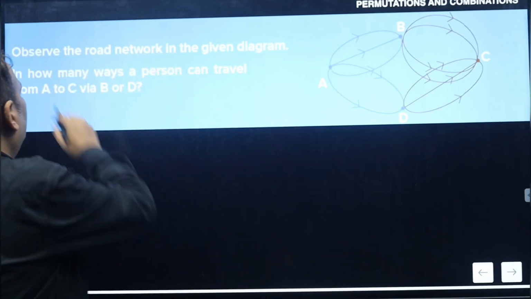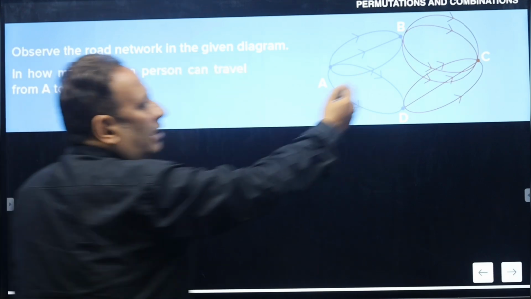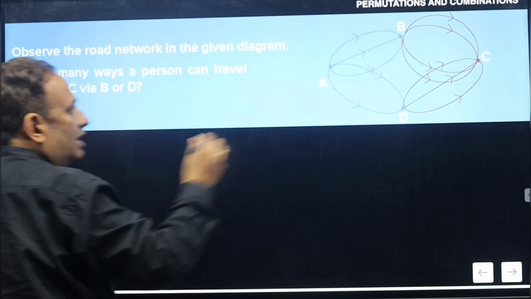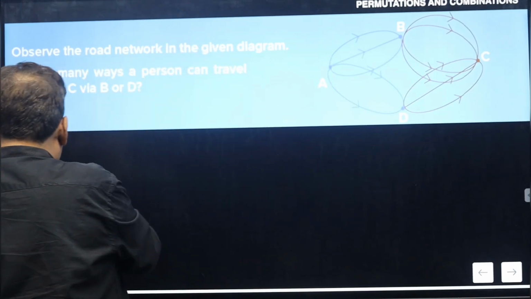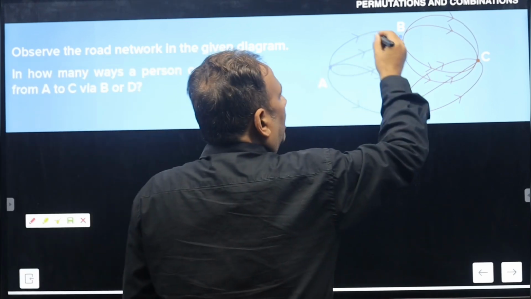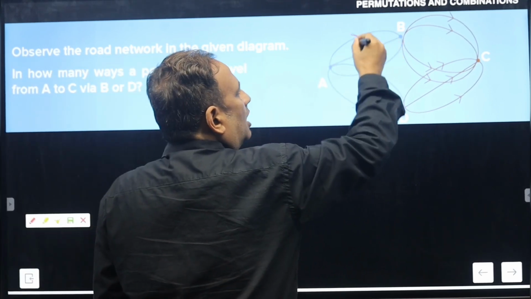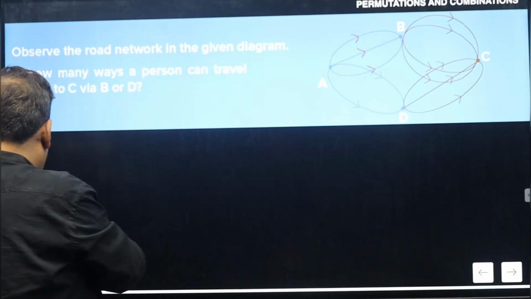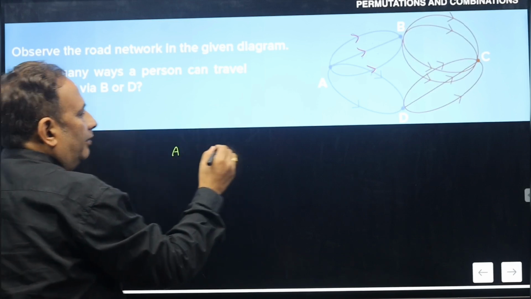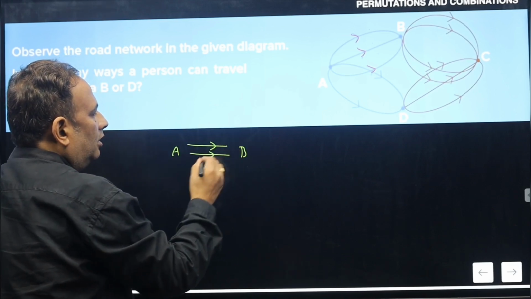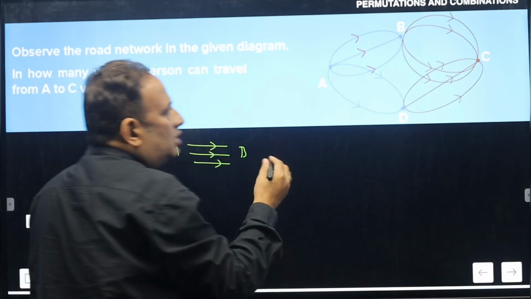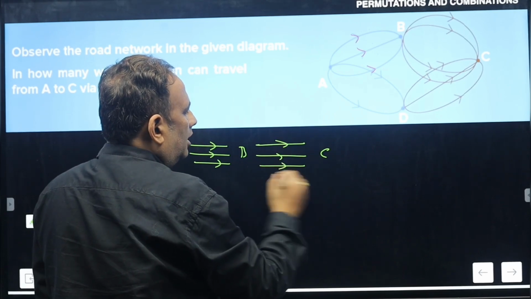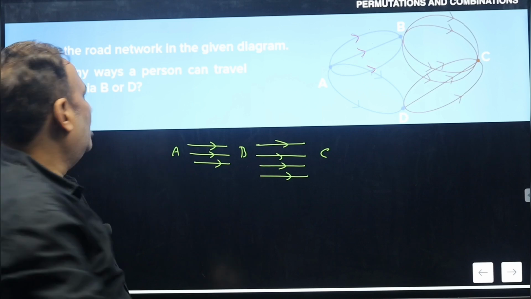Let's start. Observe the road network. Can you see from A to B how many roads are going? A, 1, 2, 3. Three roads are going from A to B. So from A to B, 3 roads are there. And from B to C, from the diagram we can check how many roads there are now: 4 roads, meaning B to C there are 4 connecting roads.